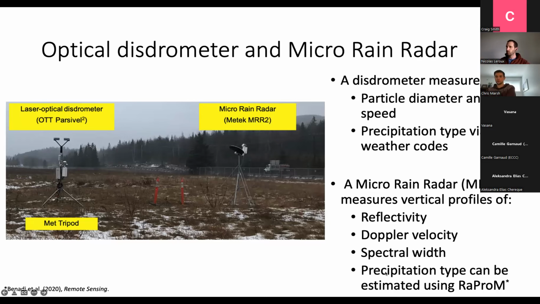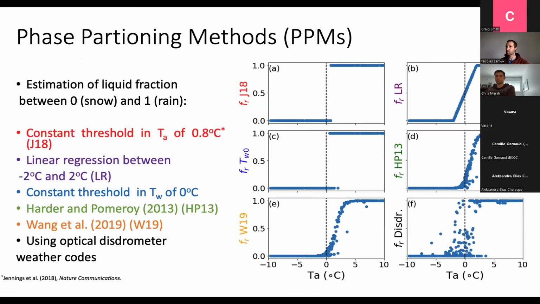And we are using those within an algorithm that has been published to estimate the vertical profiles of precipitation type. So I'm using 6 different phase partitioning methods. Those methods estimate a liquid fraction between 0, which is snow, and 1, which is fully wet or liquid precipitation. Some of the methods we're using are the constant threshold in air temperature of 0.8 degrees.